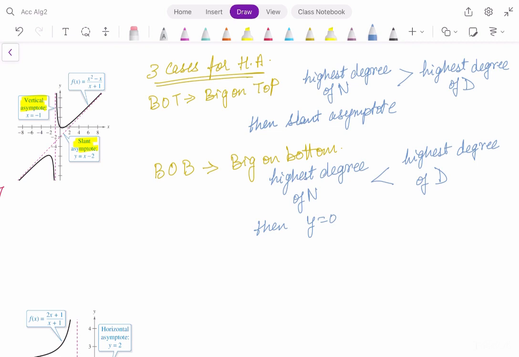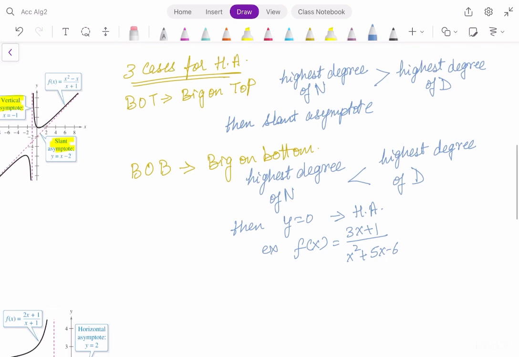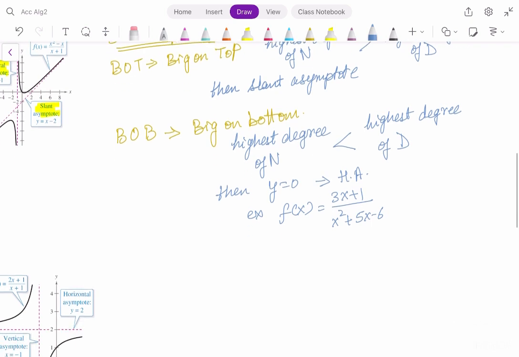Now the last one, we have SAUCE. But before that, let's take one example. Let f of x is equal to 3x plus 1 divided by x squared plus 5x minus 6. So the highest power in the numerator is 1, but the highest power in the denominator is 2. So which has the highest power? The denominator, right? So the asymptote will be at y is equal to 0.